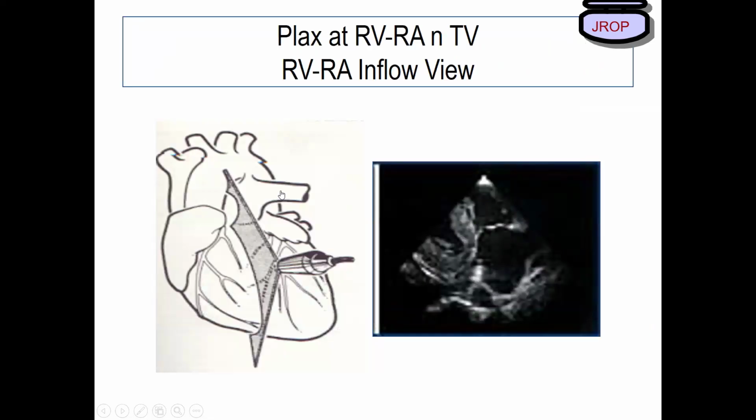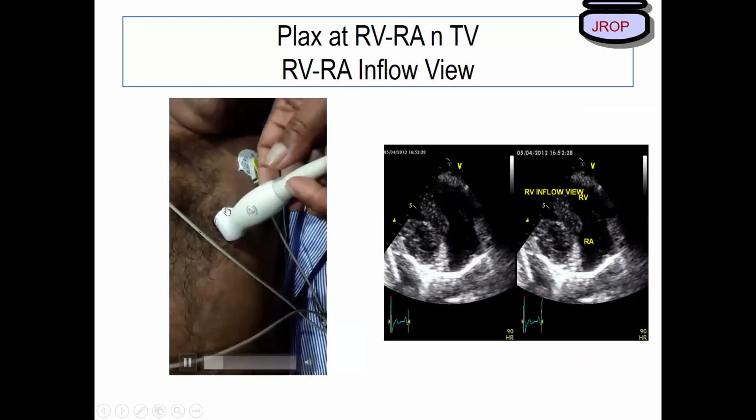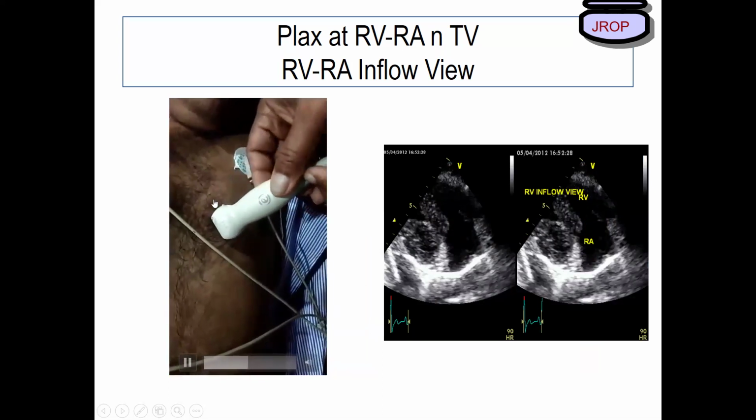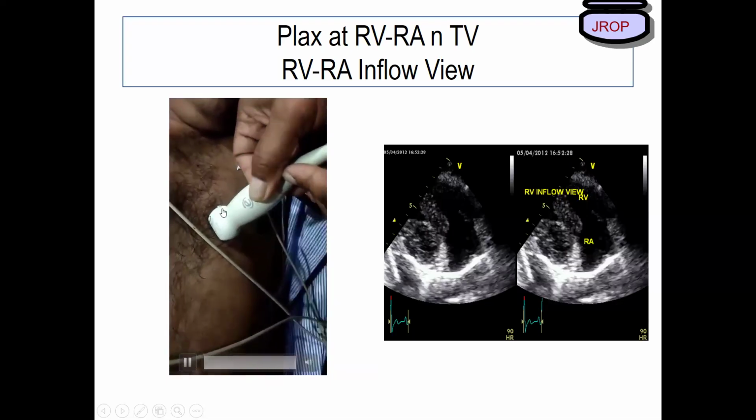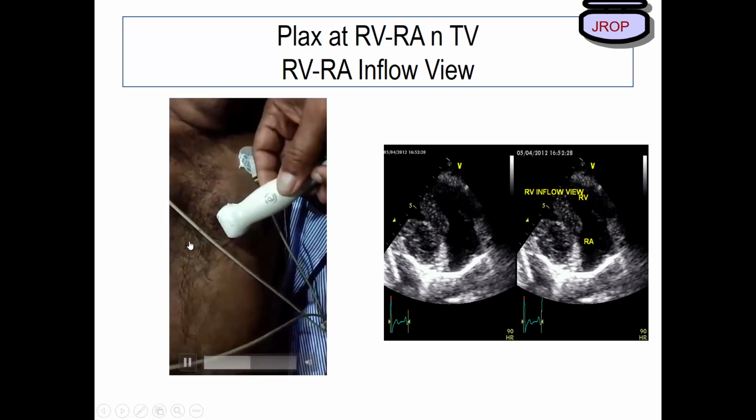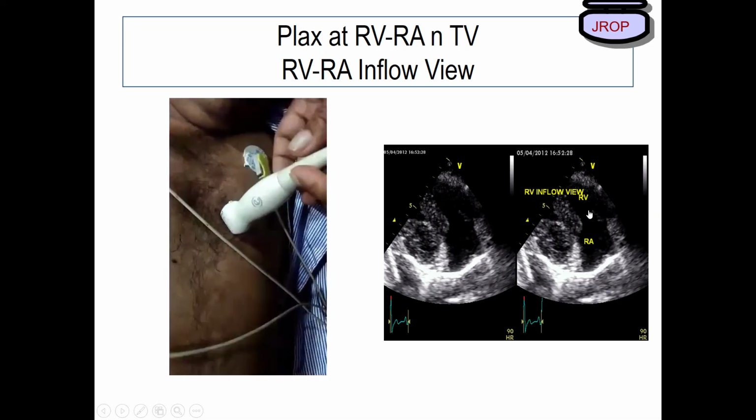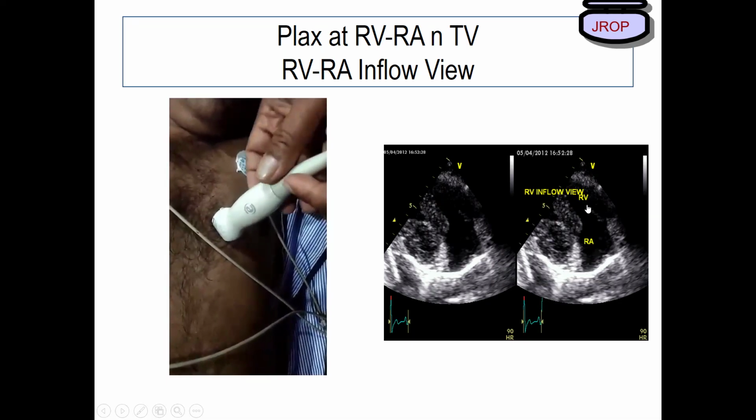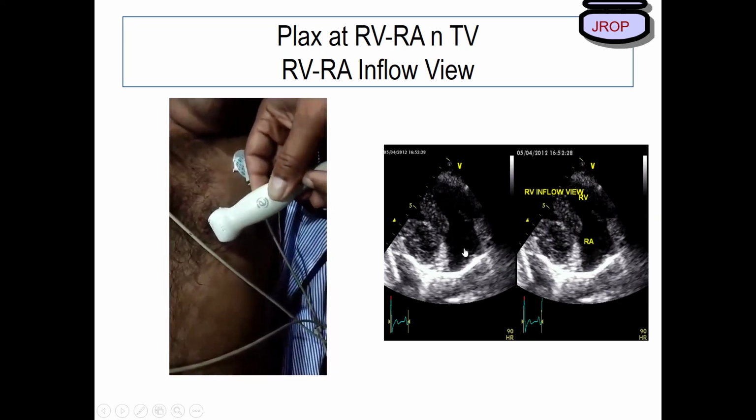Then, same position. Now the footprint is looking toward the mediastinum. Now look at this probe. This is the index marker, that was the parasternal window. Now the footprint is looking toward the mediastinum, going back straight. And when we turn the footprint to the mediastinum, we get the RV, RA inflow view. A very good, useful view to calculate TR jet gradients.